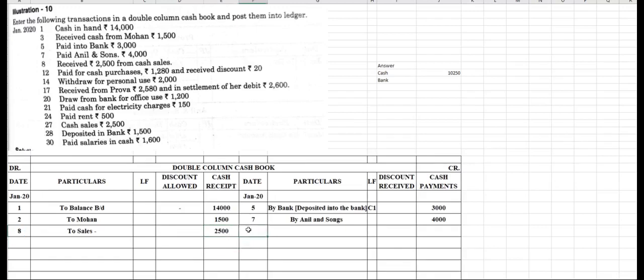Next, on 12th, paid for cash purchases 1,280 and received discount 20. So the cash is paid on 12th, by purchases. Cash is paid. How much cash is paid? 1,280 and discount is 20 rupees. 20 rupees is discount which we have received. Next, on 14th, withdrawn for personal use. From the bank, cash is withdrawn for personal use.